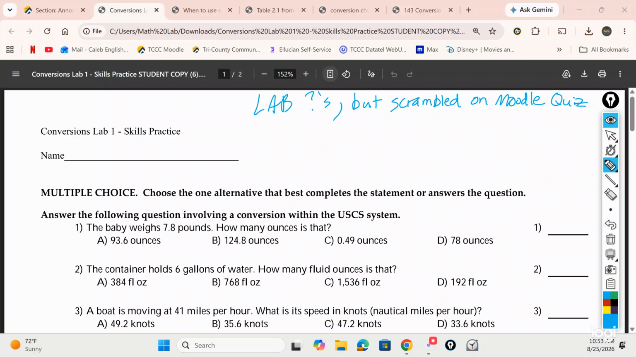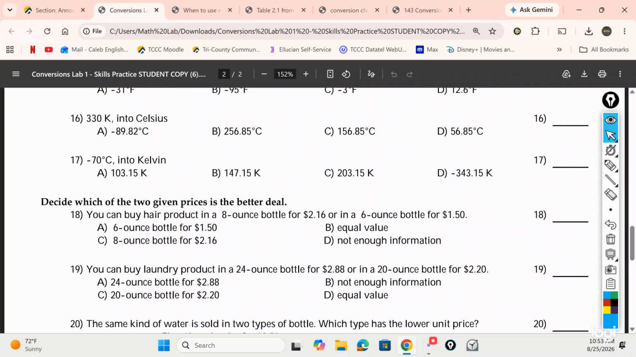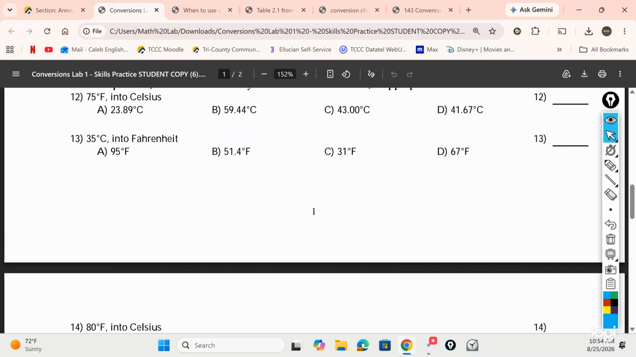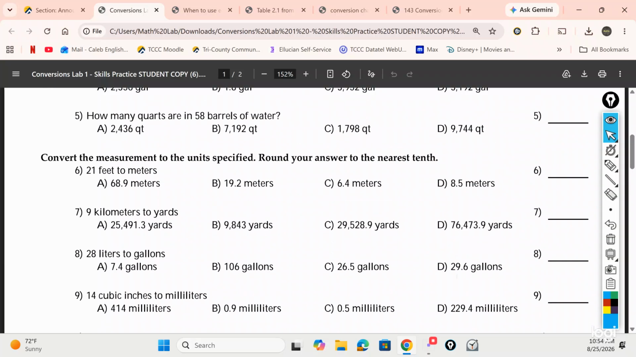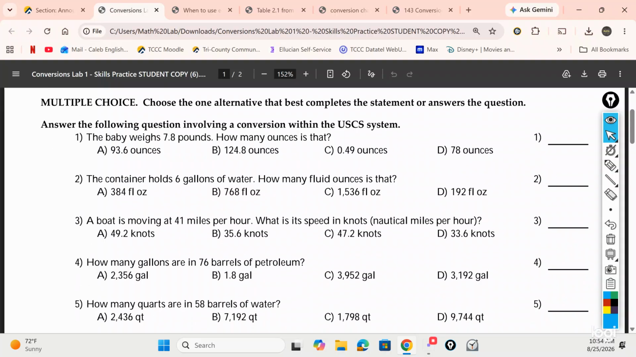When you open up the Moodle quiz, it might say the baby weighs 7.8 pounds. It might say turn negative 70 Celsius into Kelvin, because it's going to be scrambled up. Let's play devil's advocate. Maybe you lucked out and the first question did say the baby weighs 7.8 pounds. How many ounces is that? A is not going to be 93.6. B is not going to be 124.8 and so on.